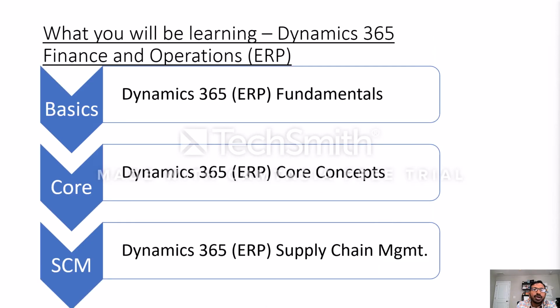Now let's talk about what you will be learning in this Dynamics 365 Finance and Operations. It's a very simple three-step process. Think about you constructing a foundation for yourself, for your learning, and then you are understanding the core, and then you're going to build the building block, which is the supply chain management, to become an ERP functional consultant using Dynamics 365 as a product. So we are going to learn basics, core concepts, then the supply chain management.